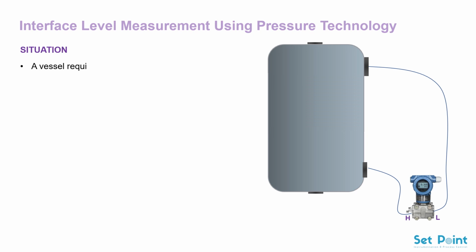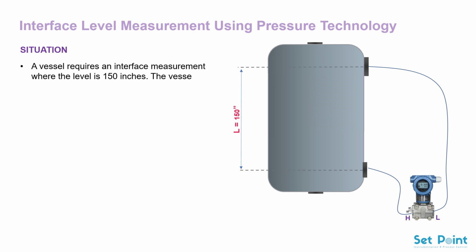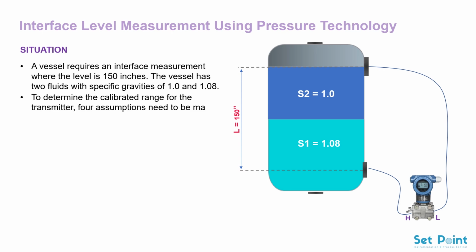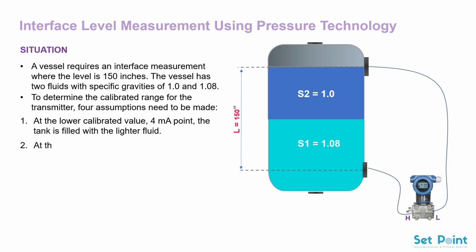Situation. A vessel requires an interface measurement where the level is 150 inches. The vessel has two fluids with specific gravities of 1.0 and 1.08. To determine the calibrated range for the transmitter, four assumptions need to be made. At the lower calibrated value, the 4 milliamperes point, the tank is filled with the lighter fluid. At the upper calibrated value, the 20 milliamperes point, the tank is filled with the heavier fluid.